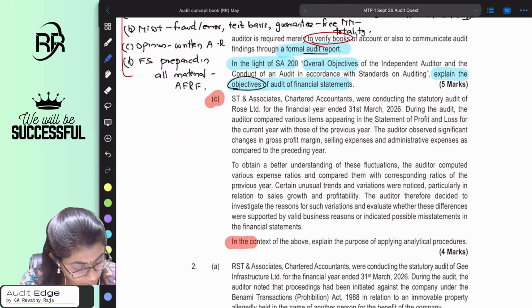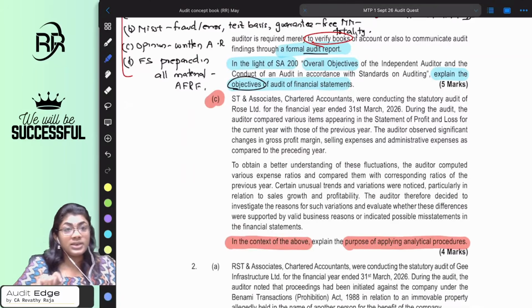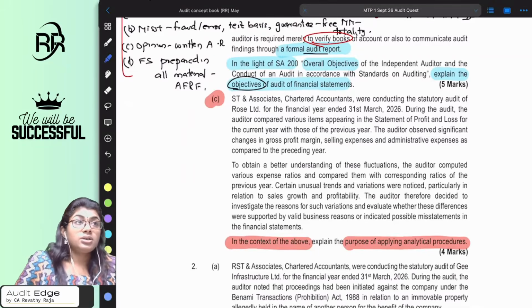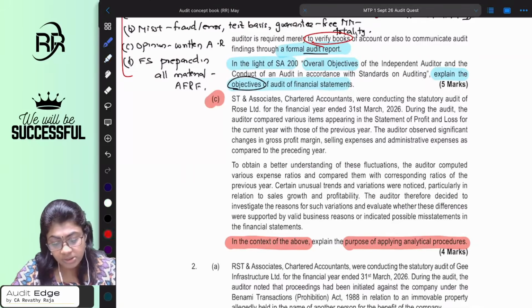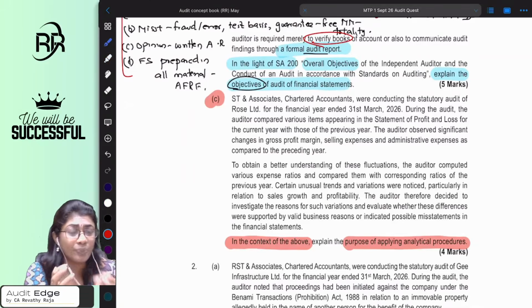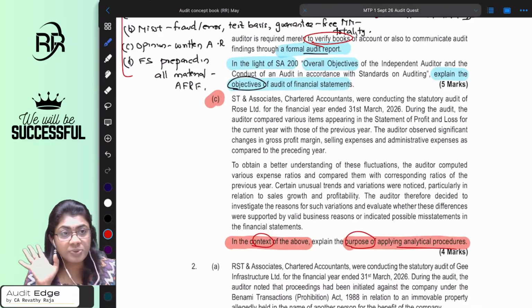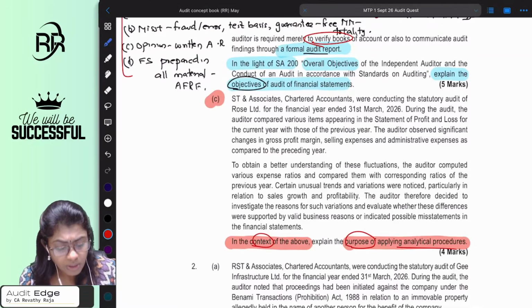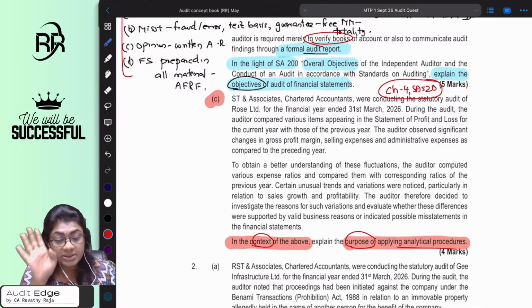In the context of the above, explain the purpose of applying analytical procedures. So this is from SA 520 Analytical Procedures, but they are not asking what is an analytical procedure or what are the uses. No. In the context of the above, we have to read what is the purpose of applying analytical procedures. So something related to chapter number 4, SA 520, purpose of analytical procedures. Let's discuss.